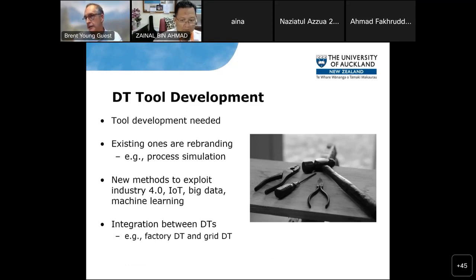And then we need to look at these different digital twins of different fidelity and integrate them so they can work together in harmony. So you might be looking at a factory or plant digital twin. How does that integrate with, say, a digital twin of the electricity network, for example? So, tool development, I think, is very necessary to really achieve on that promise of digital twin.